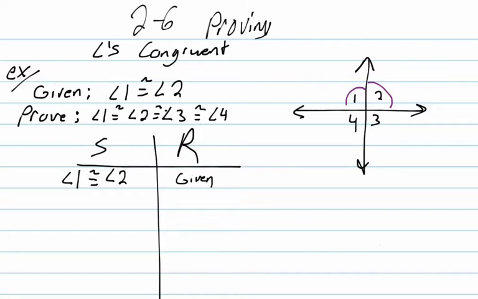We know angle 1 is congruent to angle 2. Is angle 1 congruent to any other angle? Is angle 2 congruent to any other angle? Is there a relationship between angle 3 and angle 4? What do you guys think?